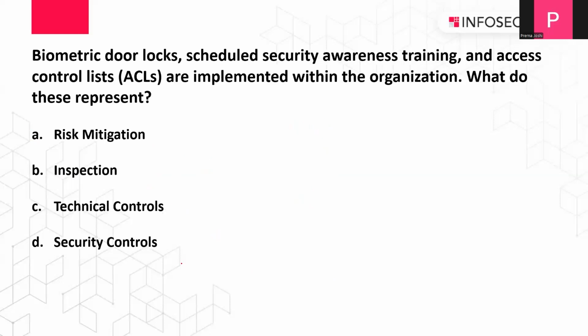Now let's move to the next question, which is about security controls. It says biometric door locks, scheduled security awareness training, and access control lists are implemented within the organization. What do these represent? We have three types of security control: technical control, physical control, and administrative control.